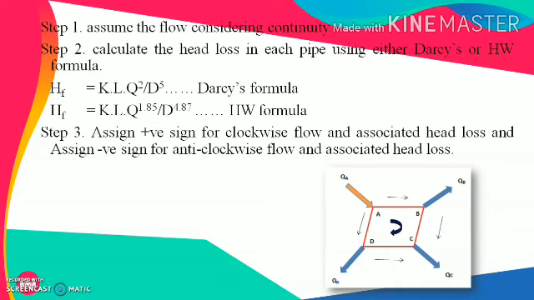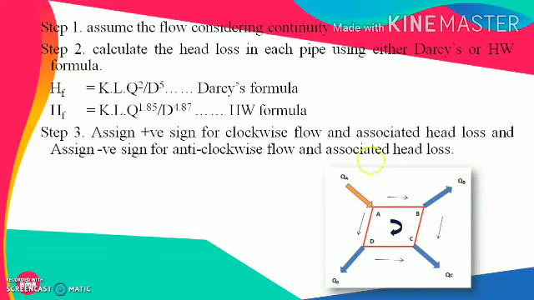Step 3, assign positive sign for clockwise flow and associated head loss, and negative sign for anti-clockwise flow and associated head loss. We'll try to understand it with the help of this figure again. So this is the clockwise flow. So QAB will have a positive value, QBC will even have a positive value.